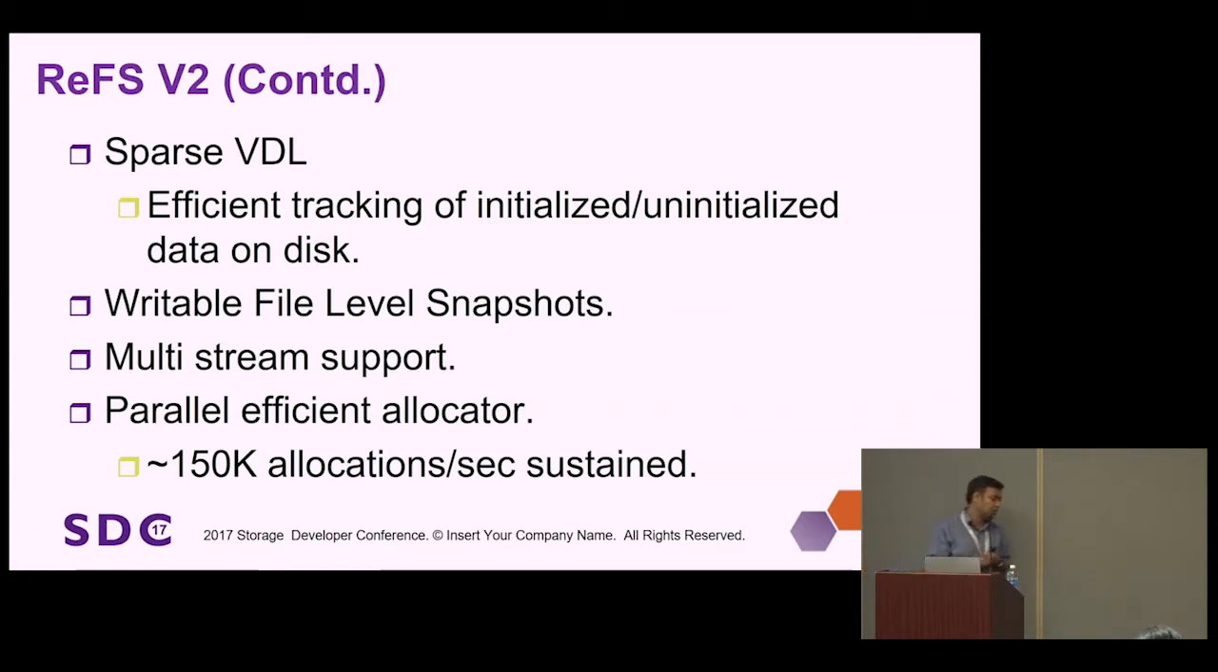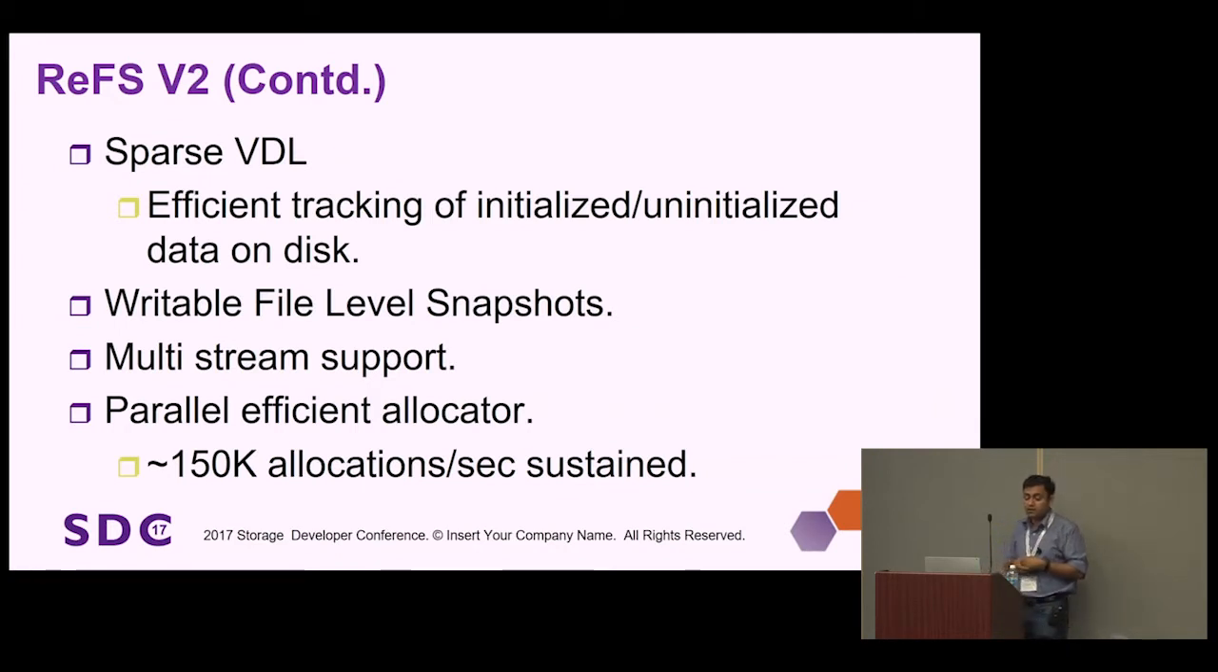So we call it logical zeroing, so all they need to do is essentially flip some bits in our metadata, and we know this has been written or not. So the moment it becomes logically zeroed, no IOs go to the disk. It's only recorded in metadata, and when a read happens, we already know, oh, okay, this is uninitialized, so just return zeros. So it's actually very, very efficient. It actually sped up quite a few scenarios for VM provisioning on ReFS.